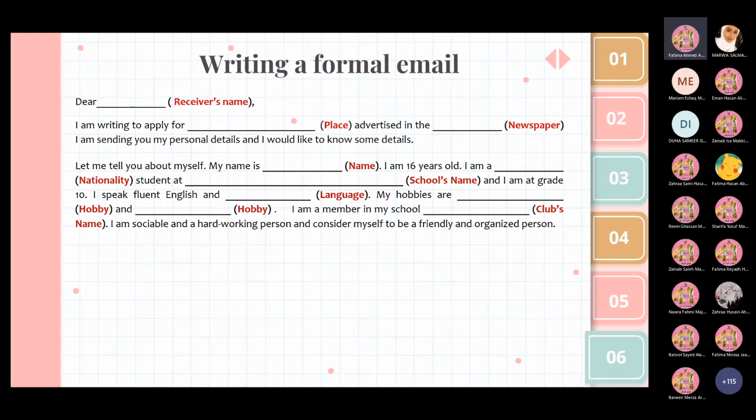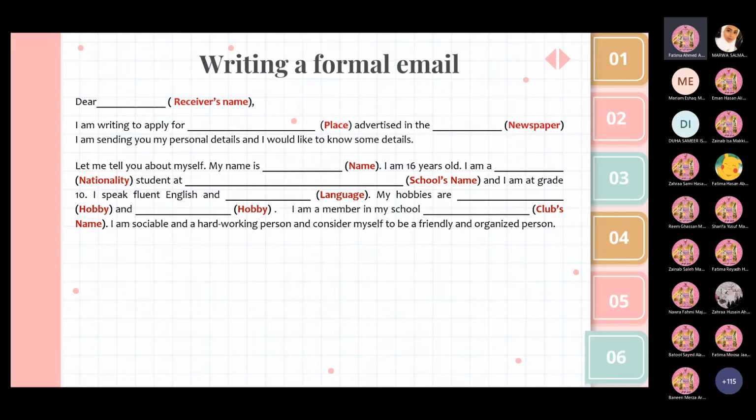And before moving to the paragraphs here in the slide, you have to write the subject, which is the same reason for you writing that email as written. It should be written as applying for something, which you can get easily from the question or the advertisement provided near the question.